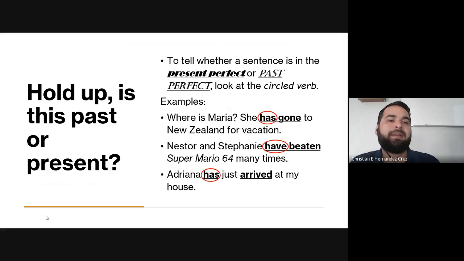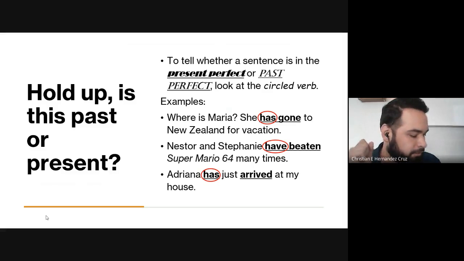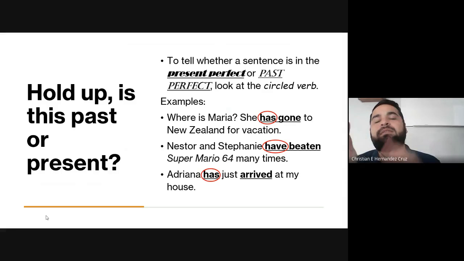So is this past or is this present? To tell whether a sentence is in the present perfect or past perfect, you need to look at the circled verb. So if you were to ask, where is Maria? She has gone to New Zealand for vacation. Nestor and Stephanie have beaten Super Mario 64 many times, and Adriana has just arrived at my house. In all of these sentences, we use either has or have. And really, that is the only thing that separates this present perfect from its past perfect counterpart.